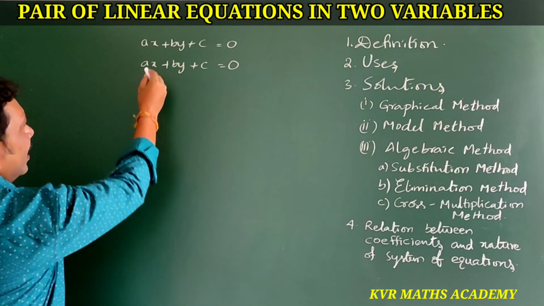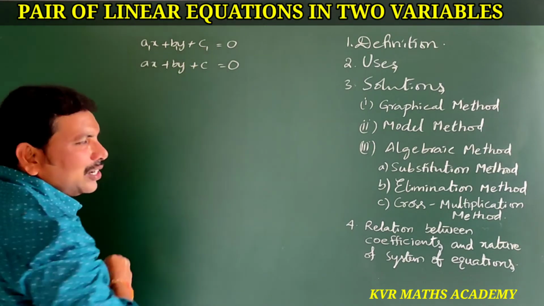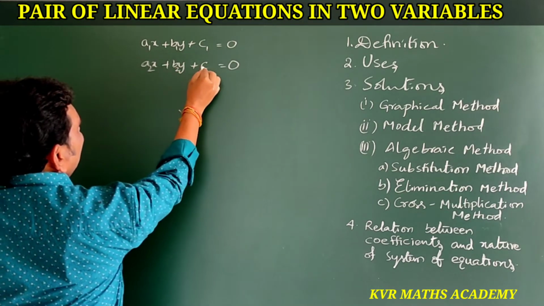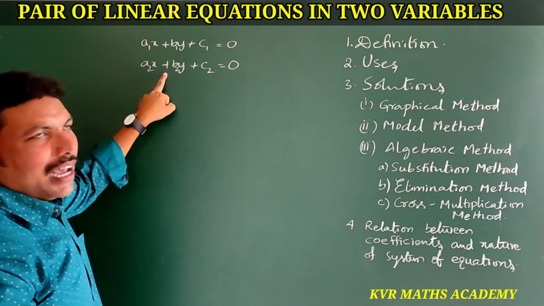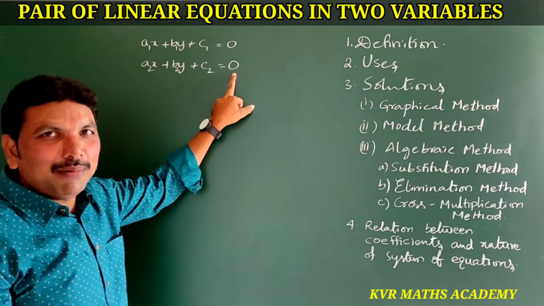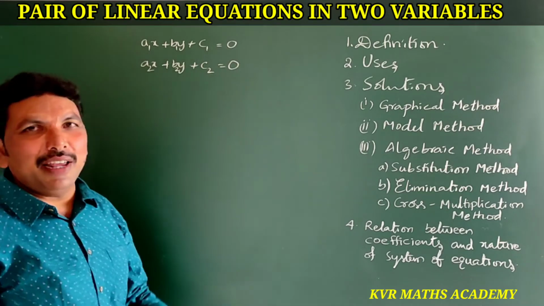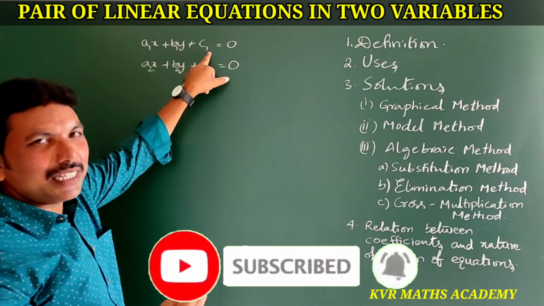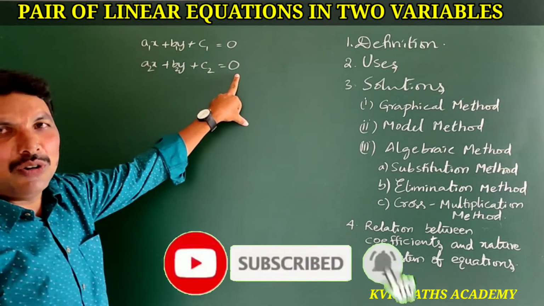Take the first equation a1x plus b1y plus c1 is equal to 0. Next, the second equation a2x plus b2y plus c2 is equal to 0. So these both are a pair of linear equations in 2 variables, isn't it? Here a1x plus b1y plus c1 is equal to 0, and the second one is a2x plus b2y plus c2 is equal to 0.